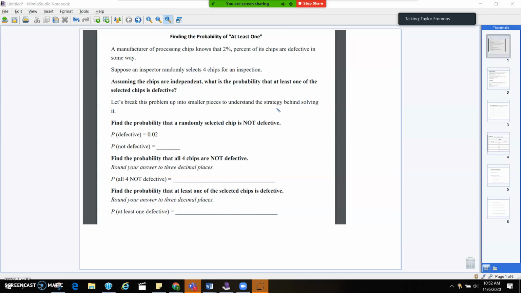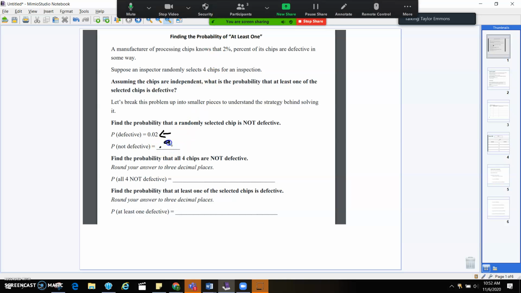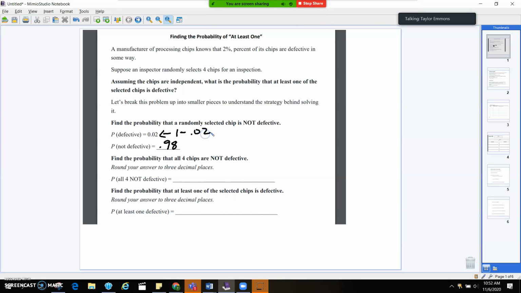Let's break this problem down into smaller pieces to understand the strategy behind solving it. So you're going to find the probability that a randomly selected chip is not defective. First of all, the probability of it being defective is 0.02. So what's the probability of it not being defective? 0.98, okay? And the way we got that is by going 1 minus 0.02.